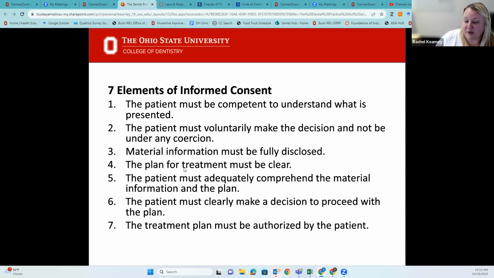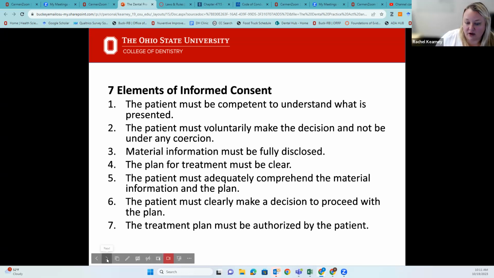The plan for treatment must be clear. So you have to have a clear treatment plan. The patients must adequately comprehend the material information and the plan. So the patients must be able to comprehend it. And they must clearly make a decision to proceed with the plan. So they have to give their consent in some clear way. And the treatment plan must be authorized by the patient.